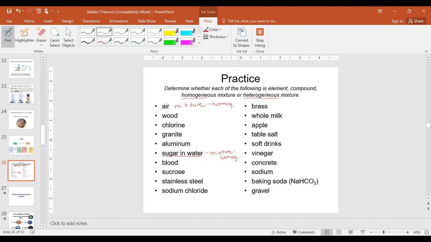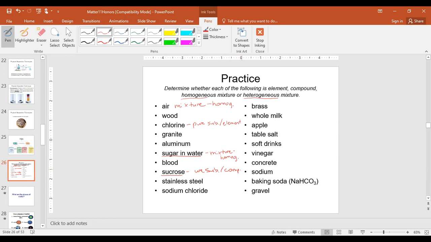Now we come down here, we look at chlorine. We know that chlorine is on our periodic table, so this is a pure substance. And since it's on our periodic table, we know it's an element. Down here, hopefully you guys remember from biology, this is a compound. So this is a pure substance, and this is a compound.